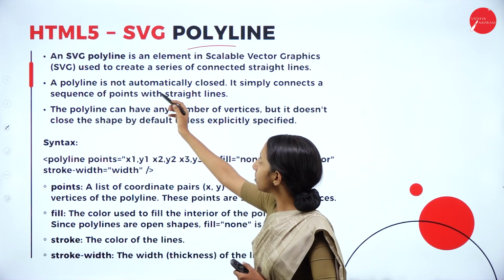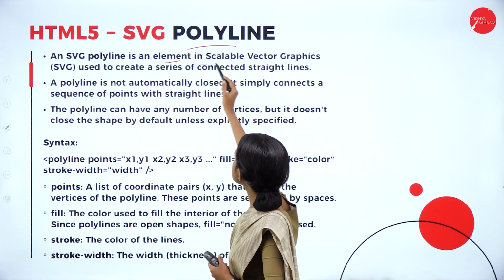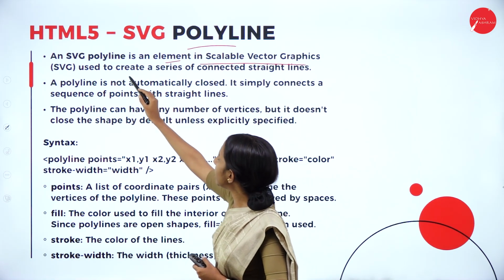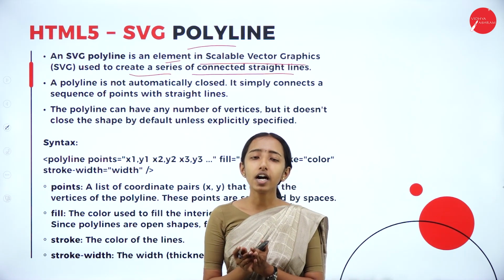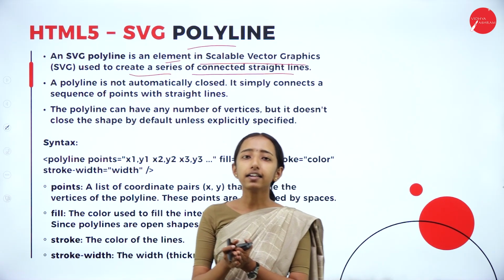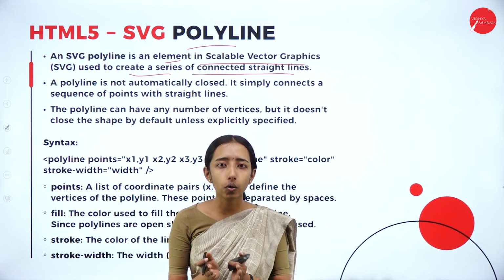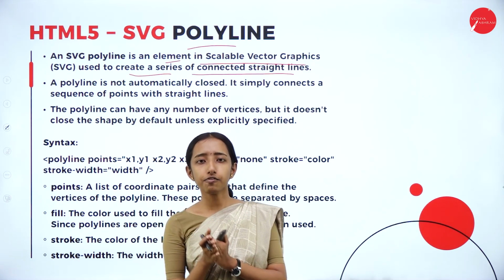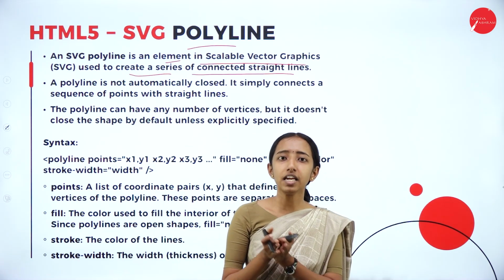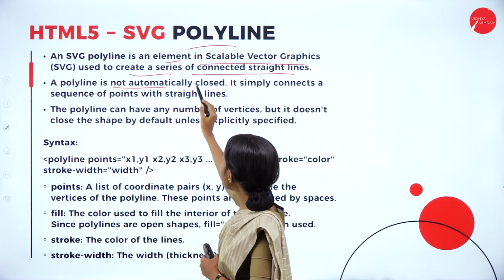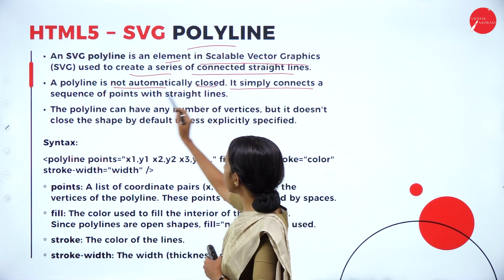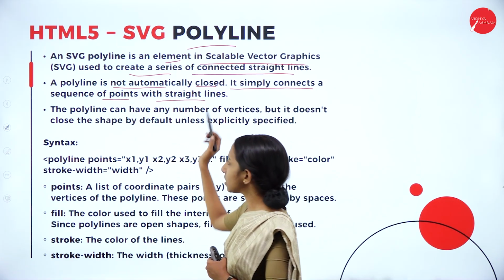The SVG polyline is an element in scalable vector graphics and is used to create a series of connected straight lines. So here it will be creating connected straight lines, not a closed shape. That is the main difference between the polygon and the polyline. A polyline is not automatically closed. It simply connects a sequence of points with straight lines.